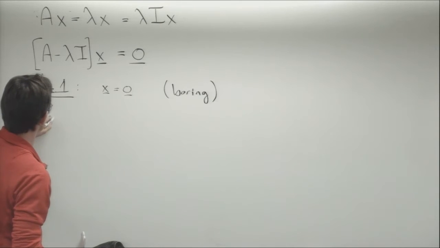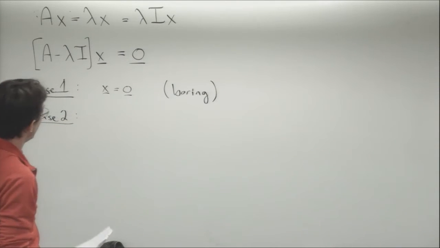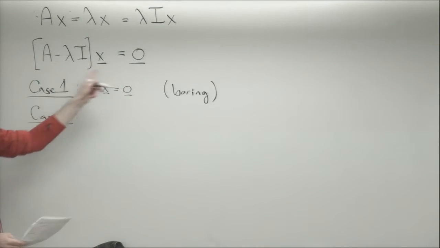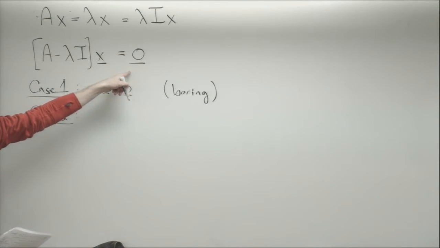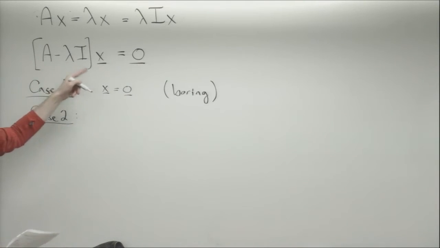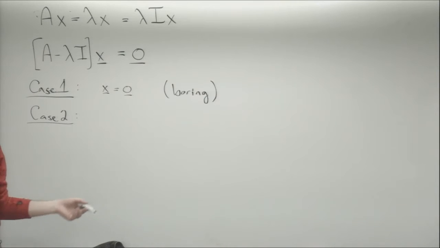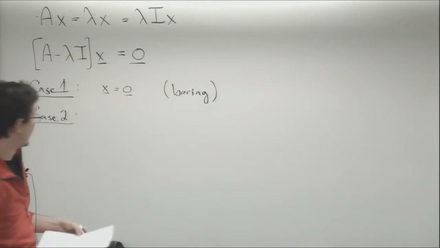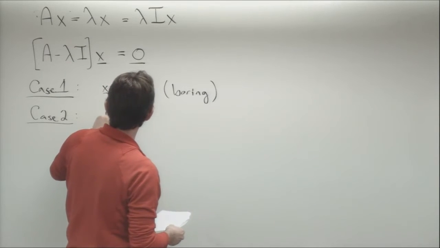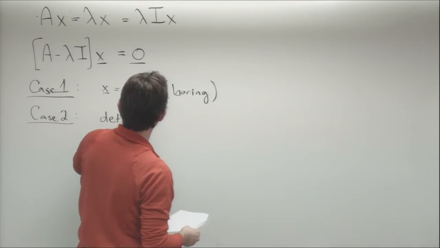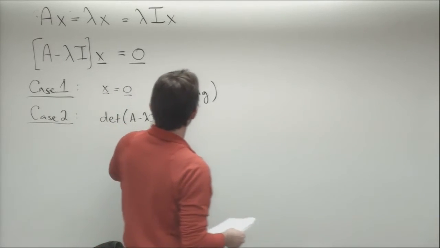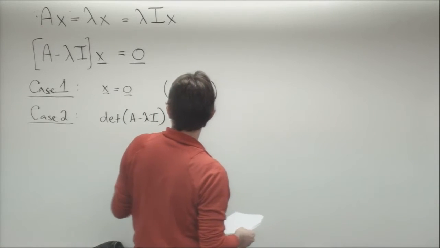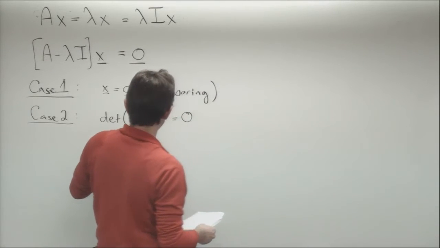Case 2 is what I heard a lot of you saying. This could possibly be equal to 0 if A minus lambda I is singular. What does it mean for A minus lambda I to be singular? The determinant is 0. So the determinant of A minus lambda I is equal to 0, which means that this is singular.